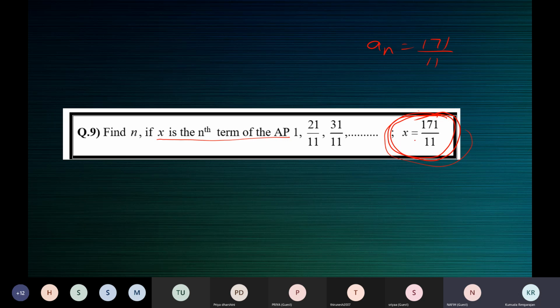What's the value of d? 10 by 11. And which term of the AP is this? 17th term.